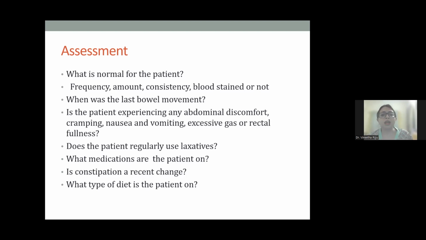So does the patient regularly use laxatives? This is again a very important thing. You are seeing a patient who comes to you, tells you that, doctor, I am constipated, I'm not able to pass stools. Next thing you ask them, are you taking laxatives? They tell you, oh, yes, I am taking laxatives. Now, this is a point where you have to ask questions again and again. Which laxative are you taking? Okay, I'm taking lactulose. Okay, so how much of it are you taking? I'm taking about 5 ml. Now, 5 ml is not going to help you, isn't it?